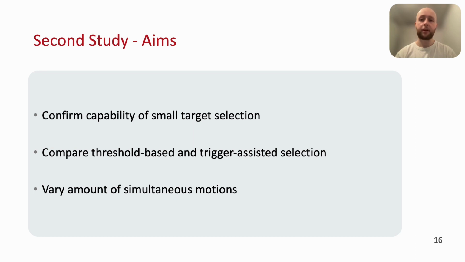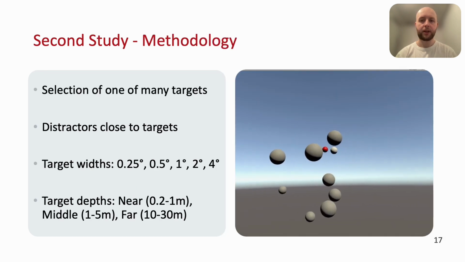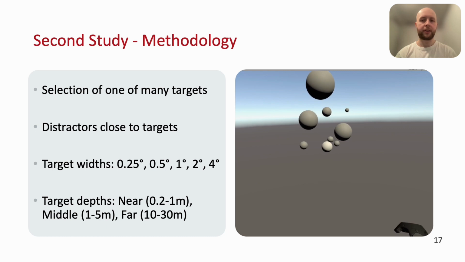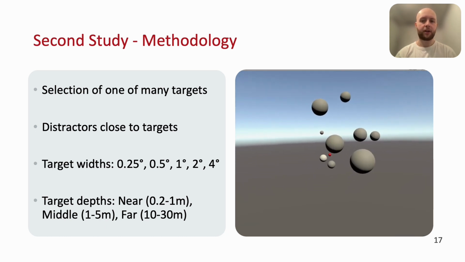So we did a second study to evaluate user performance and perception of Vergence matching by focusing on the ability to select small targets and to compare these 2 techniques. And we also examined whether having 2 or 4 simultaneous motions had any effect on the techniques. We made participants quickly and accurately select a target from 10 spheres, and these targets had different widths, including one smaller than the typical eye tracking error. And then we also tested how target distance affected selection.